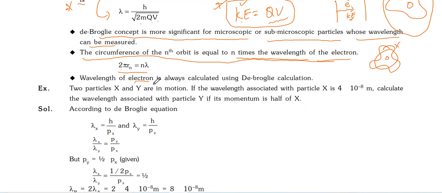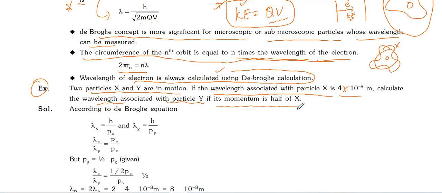Wavelength of the electron is always calculated using the de Broglie equation. Example, one question. Two particles x and y are in motion. If the wavelength associated with the particle x is 4 into 10 power minus 8 meter, calculate the wavelength associated with the particle y if its momentum is half of x.